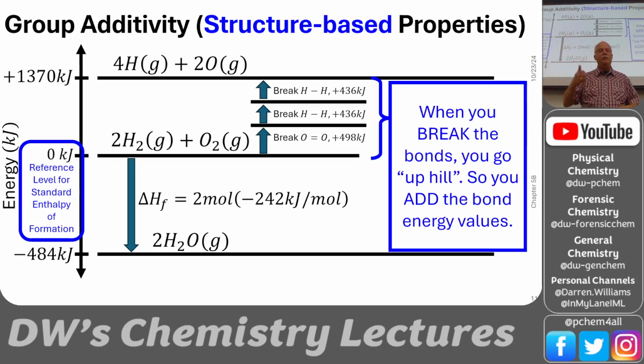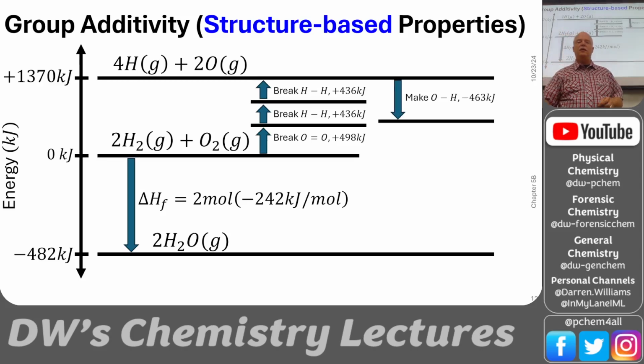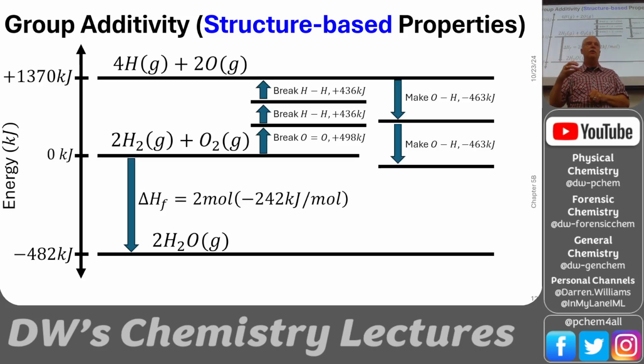So when we break those bonds, we go uphill, so we add those bond energy values. And then we can start making our waters. So we take a hydrogen and oxygen, click it onto an oxygen. Okay, hydrogen, click it to an oxygen, and we get some energy back. We get 463 kilojoules. And then we can take the other hydrogen and stick it on that oxygen. We've made 1 water molecule. And we get another 463 kilojoules.